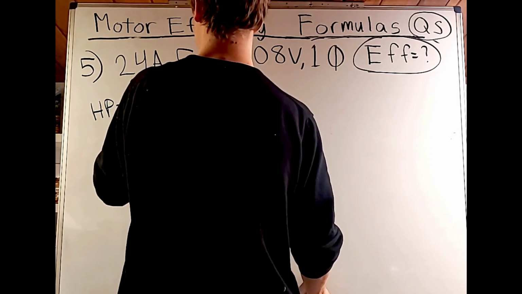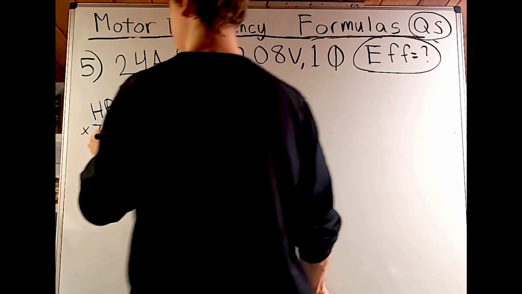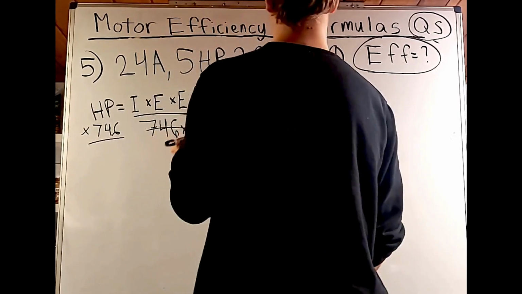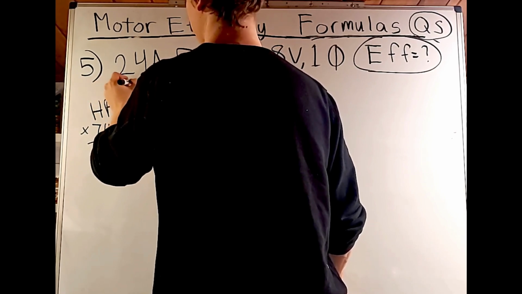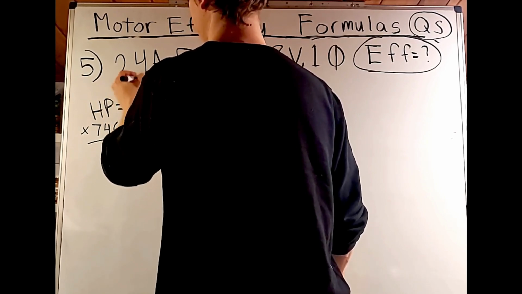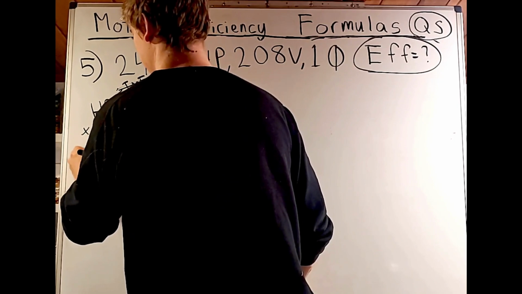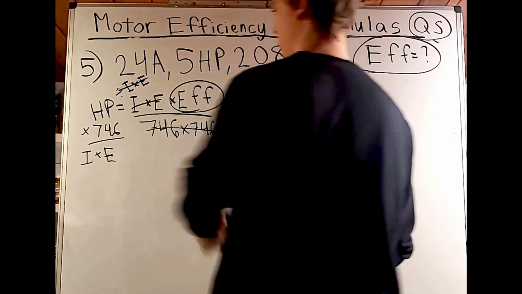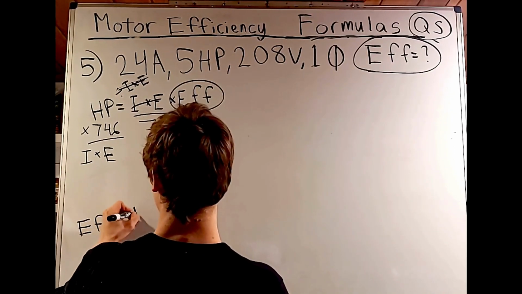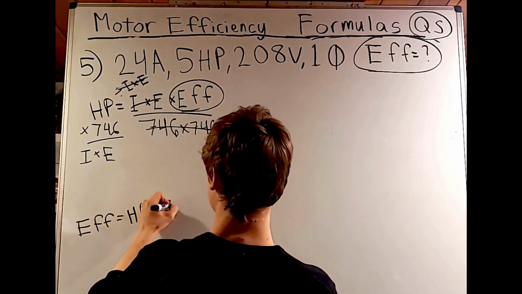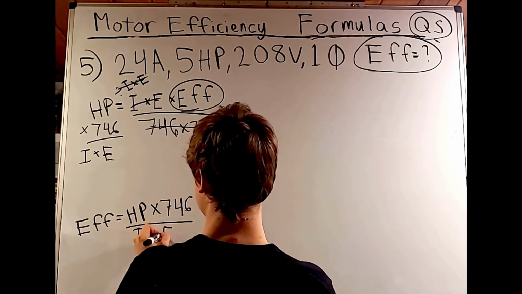I want to isolate my EFF, getting rid of the 746 first on both sides, and then I'm going to isolate my EFF by getting rid of the combination of my I times E by dividing those here on the right side. Then the left side, same thing, divided by I times E combo, leaving the EFF on the right side. Now we have our formula we're working with. Our efficiency equals our horsepower times 746 over the current times the voltage.